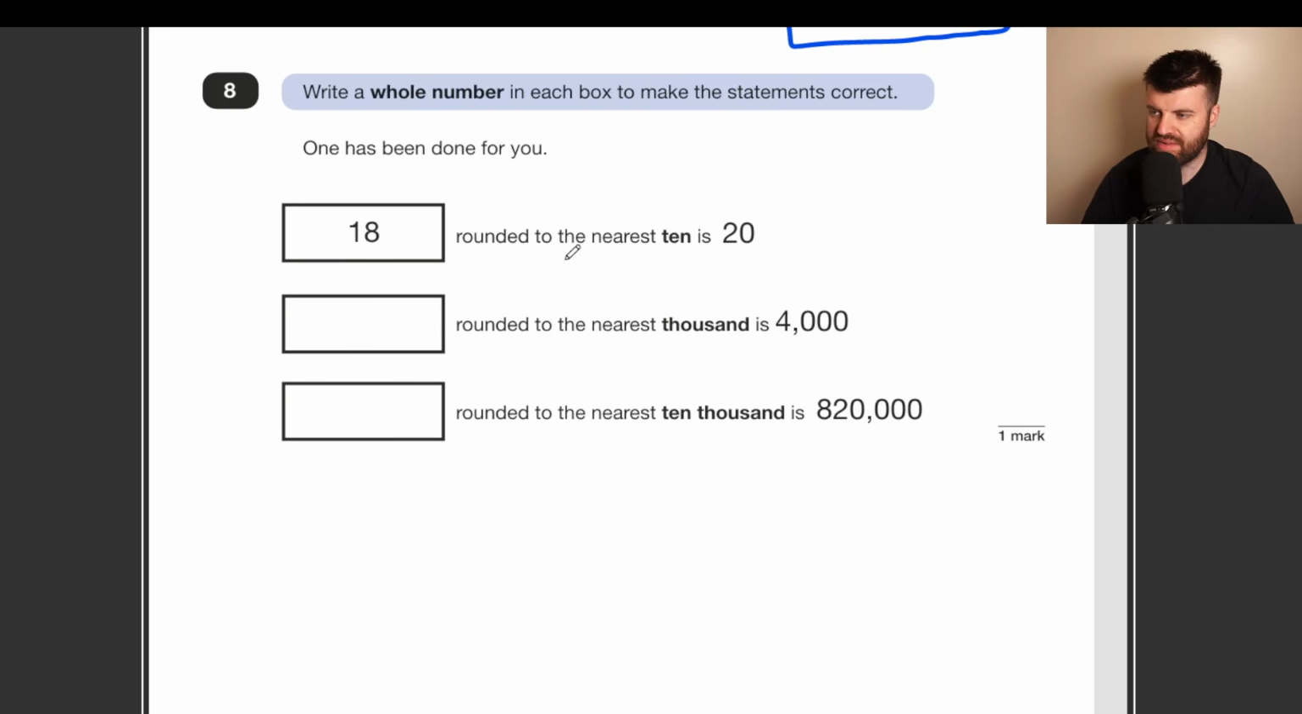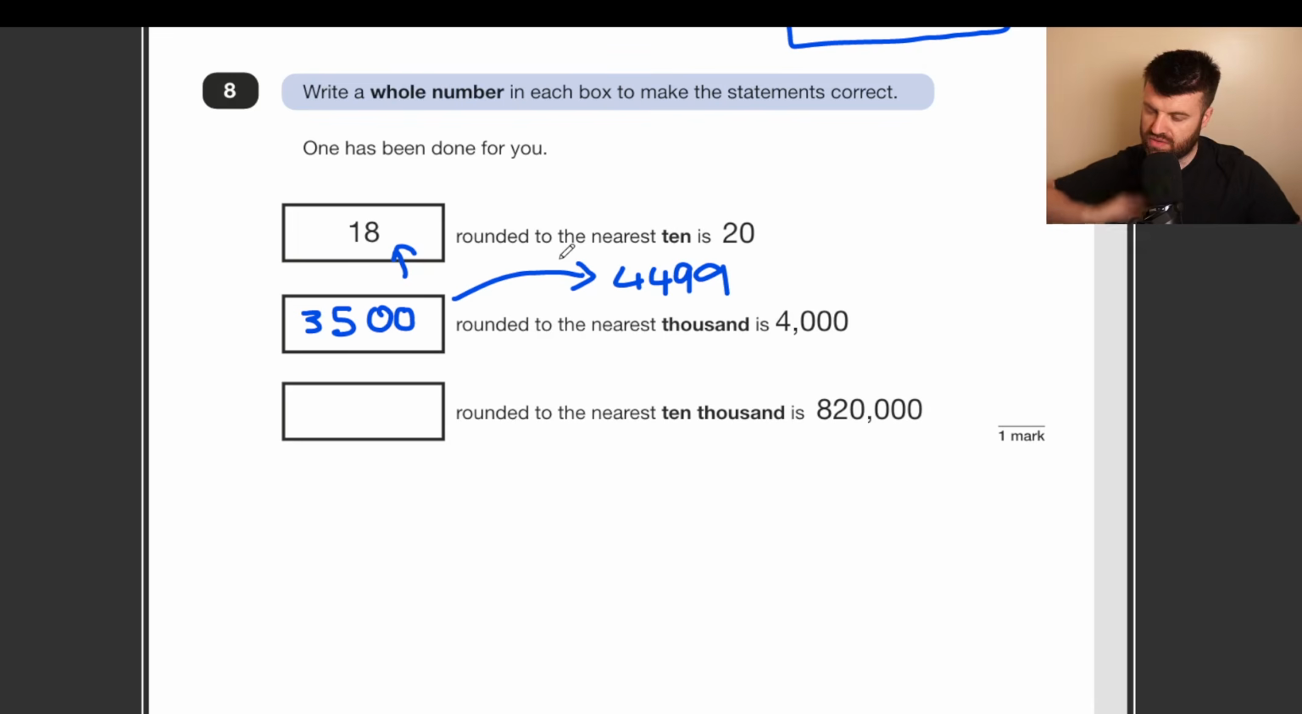One's been done for you. 18 rounded to the nearest 10 is 20. Now, this is something where there's actually lots of different answers. You could have put 17 in here. You could have put 21. You could have put 22. Lots of different answers. Rounded to the nearest 1,000 is 4,000. So anything from 3,500, that would count. And you could go all the way up to 4,499. Any number in between those two would count. That's a huge range. But the point is, when you round it to the nearest 1,000, anything in between here is closer to 4,000 than 3,000 or 5,000.